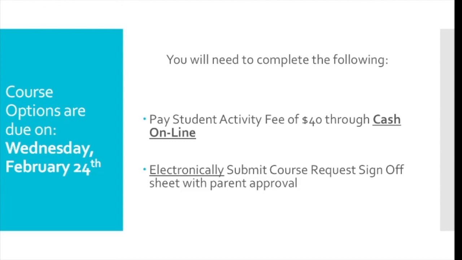Therefore, the course selection sheet and the parent approval, plus the online payment of $40 by Wednesday, February 24th, will complete your registration. Please note that this is an electronic submission only and no paper copy is required. Once you ask your parent to electronically approve your courses, then your course selection is complete.